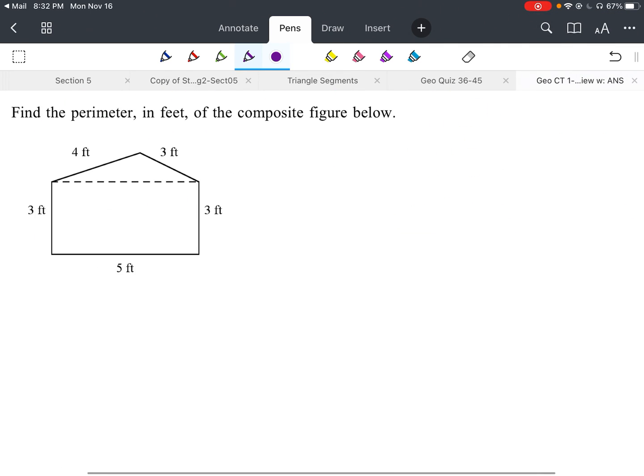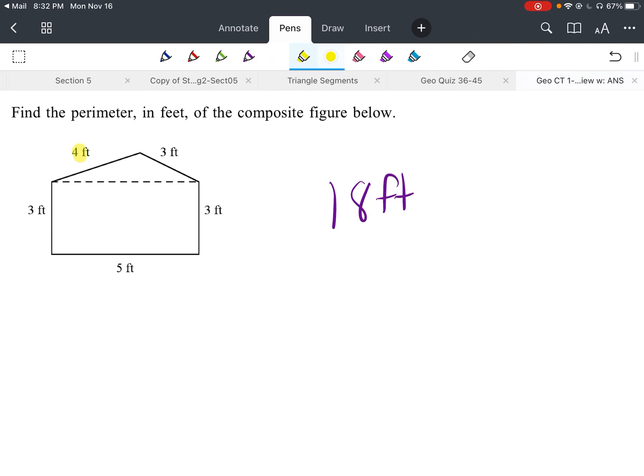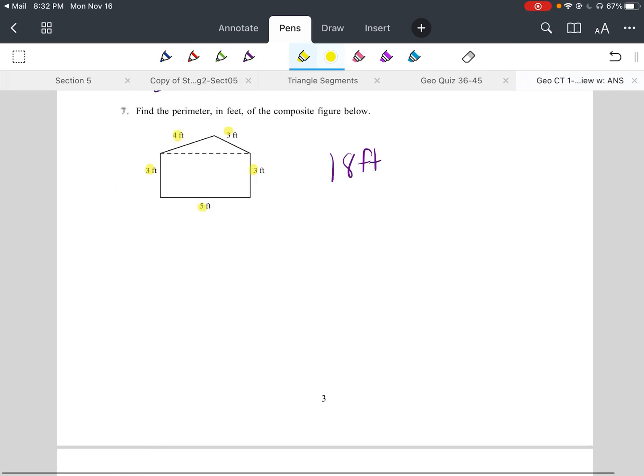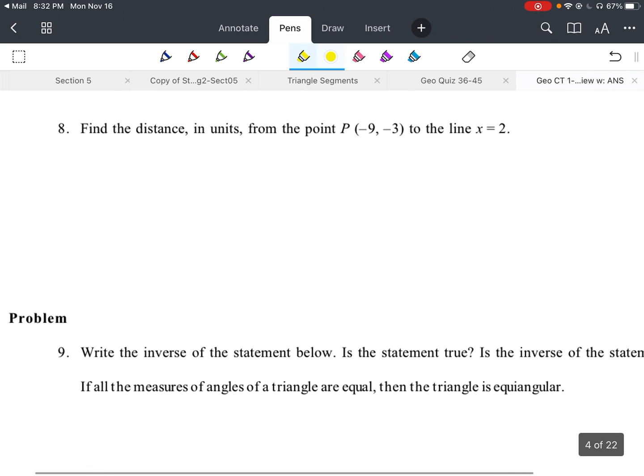Done. All right, find the perimeter in feet of the composite figure. When you want to find the perimeter, take a walk around. Don't count this little silly side in here. That's not part of it. It's not the perimeter. And so take a walk around. So let's see, 3 plus 5 plus 3 is 11, plus 3 more is 14, plus that's 18. Just add them all up. You can just walk around it. Bam, bam, bam, bam, bam. Done.